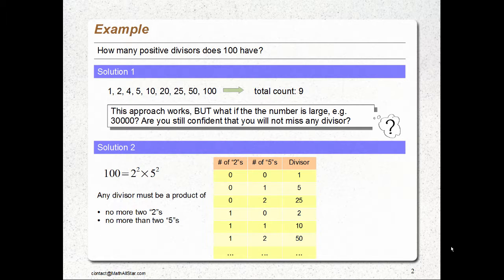This table shows where these divisors come from. No 2, no 5, that's 1. No 2, one 5, that's 5. No 2, two 5s, that's 25. One 2, no 5, that's 2. And so on. This means we have a total of three choices for using 2, from not using it to using it twice. Similarly, we also have three choices for 5. By the multiplication principle, the total number of choices is 9. Do you agree? Now let's try a quiz. How many positive divisors does 30,000 have?